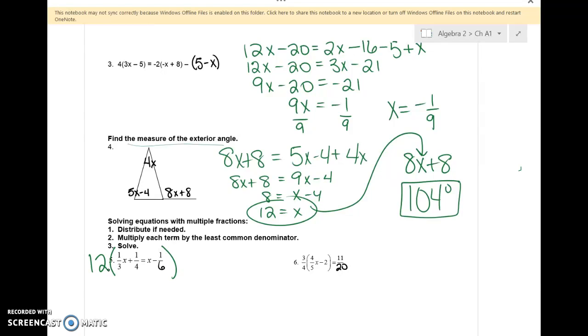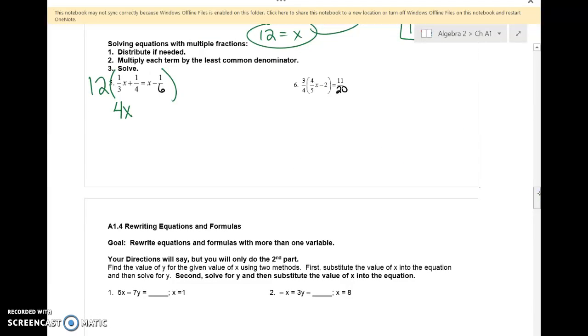So 12 times 1/3 x. 12 times 1/3 is the same as 12 divided by 3, which is 4. So we've got 4x. 12 times 1/4, that's the same as 12 divided by 4, which is 3. Don't forget about this little x in here. You have to multiply the 12 to that x as well, so 12x, and 2. Does that equation look easier to deal with than what we started with? Strategic laziness. I'm not okay with laziness, but I am okay with strategic laziness.